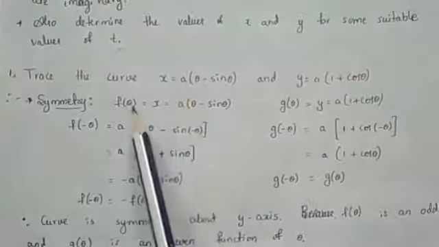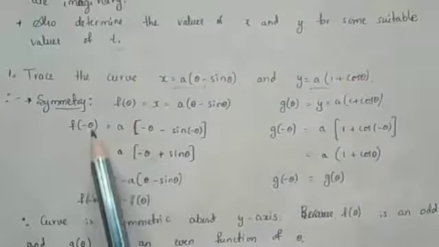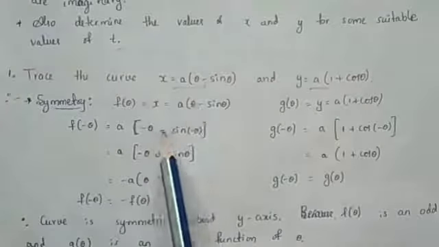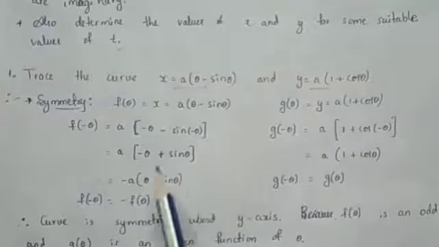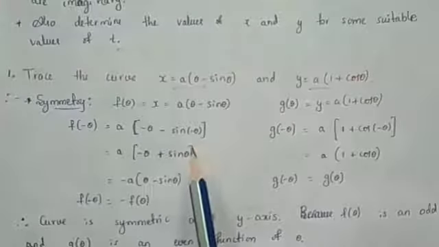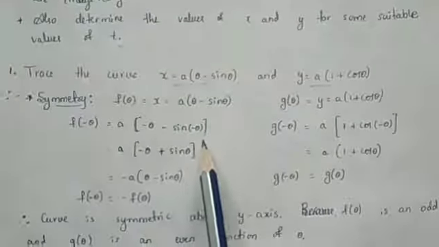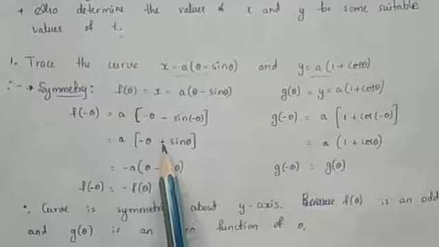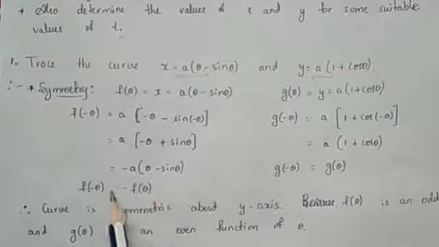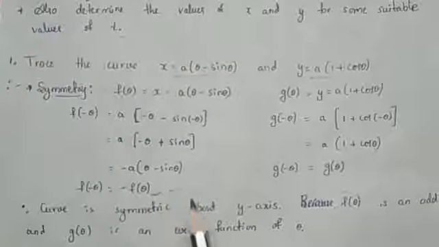You call this one f of theta and this one g of theta. You replace theta by minus theta. f of minus theta is equal to a into (minus theta minus sin of minus theta), which is equal to a into (minus theta plus sin theta), since sin of minus theta is minus sin theta. In the next step, you take the common negative sign. You get minus a into (theta minus sin theta). You get f of minus theta is equal to minus f of theta. You get an odd function of theta.